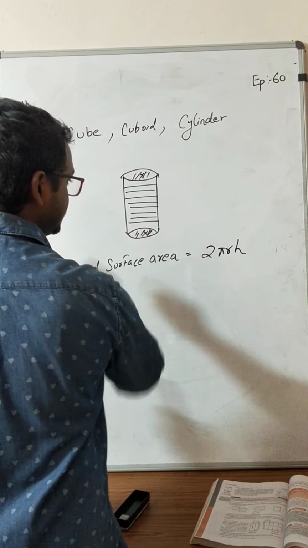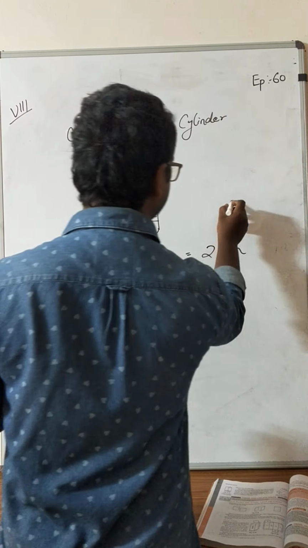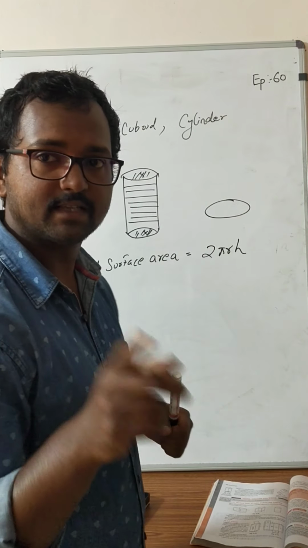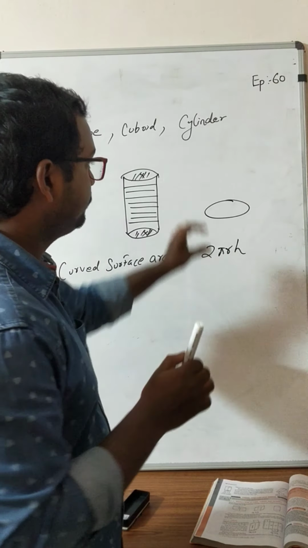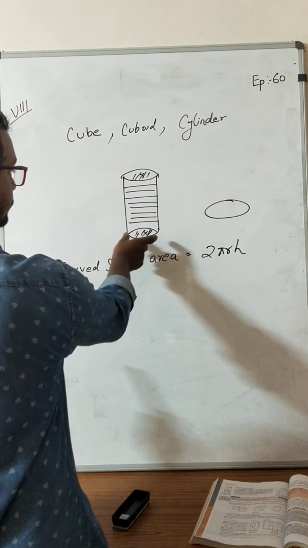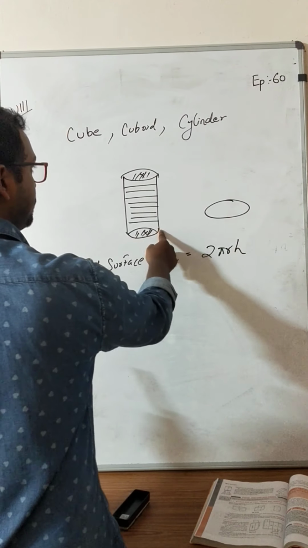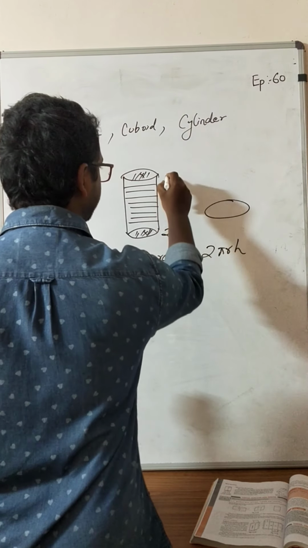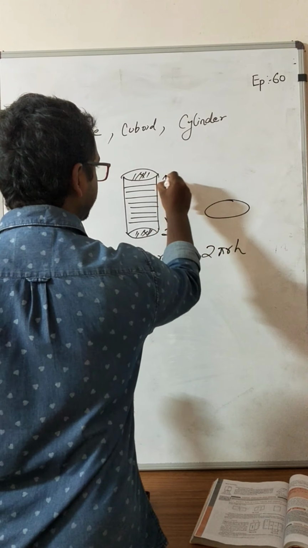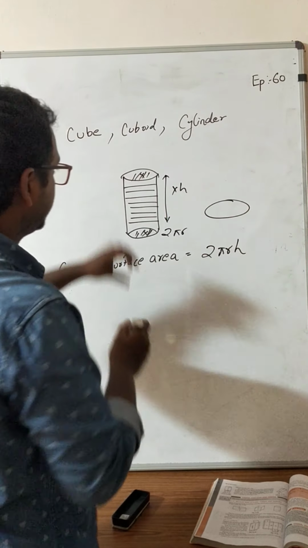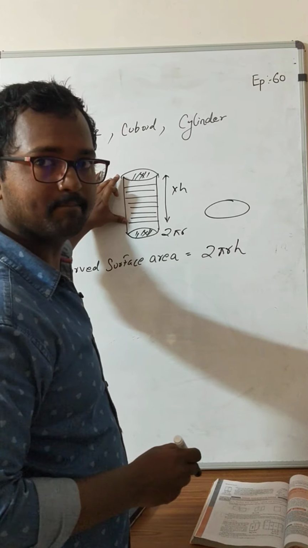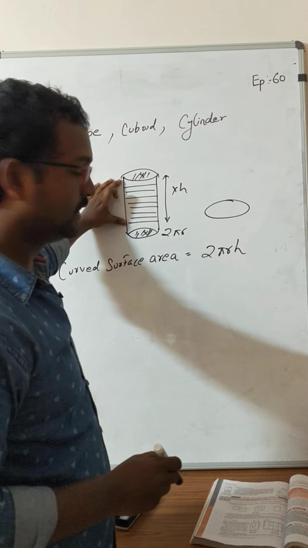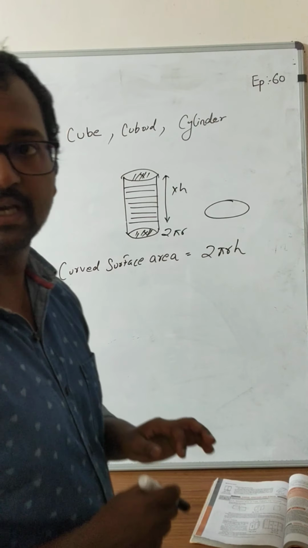This is the circumference of a circle. The circumference of a circle is 2 pi r. So if we find the circumference and multiply it with the height, we will get whatever area is within this. Okay, so that is how we get the formula 2 pi RH.